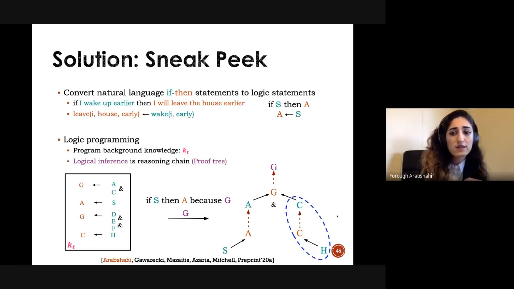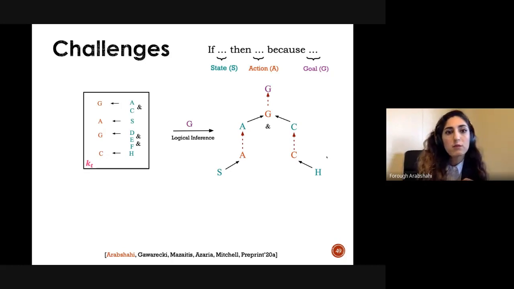And you can see that the user's underspecified intent pops out here. So the user only stated S, A, and G, and this is the user's underspecified intent that we want to extract. Okay? So let me talk about the challenges that this logical inference poses when dealing with natural language statements.